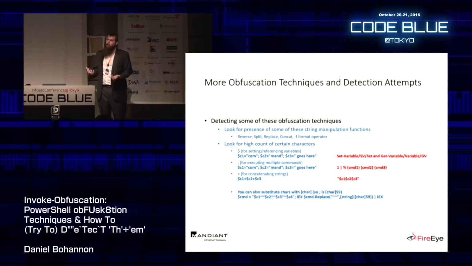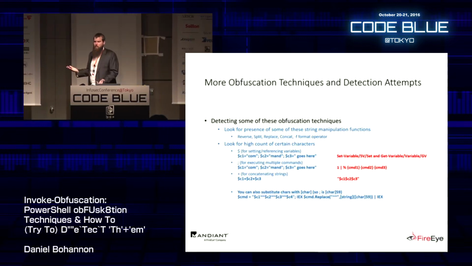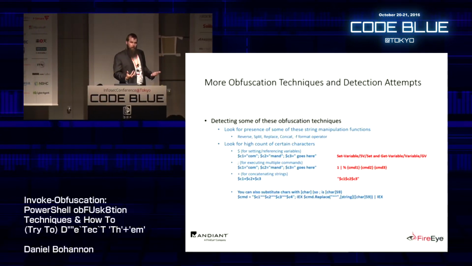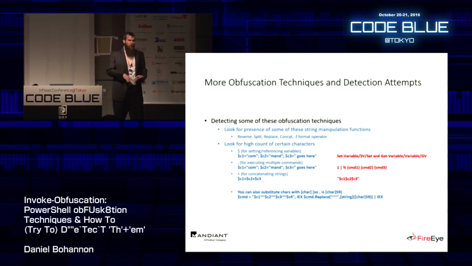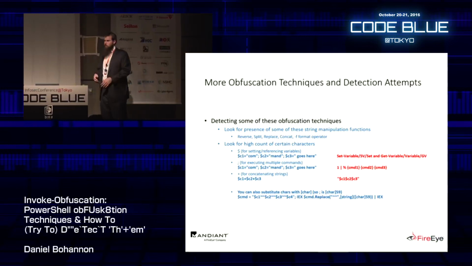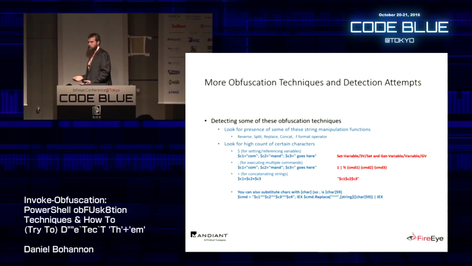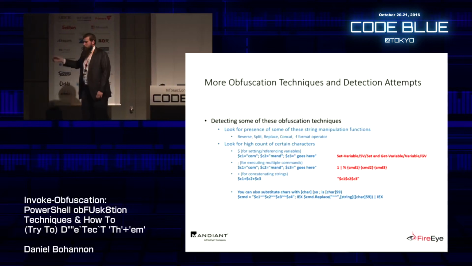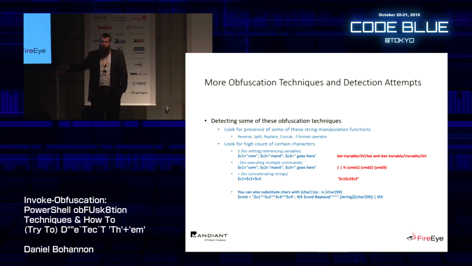So as defenders, how can we start to identify this kind of activity? Well, we could start to look for high counts of certain characters, like a lot of dollar signs for variables or semicolons or things of that nature. However, there's always a way to do it without using those characters. At the very least, if you'll see the bottom of the slide, if there's any character that you know your target organization is looking for, you can do substitutions.